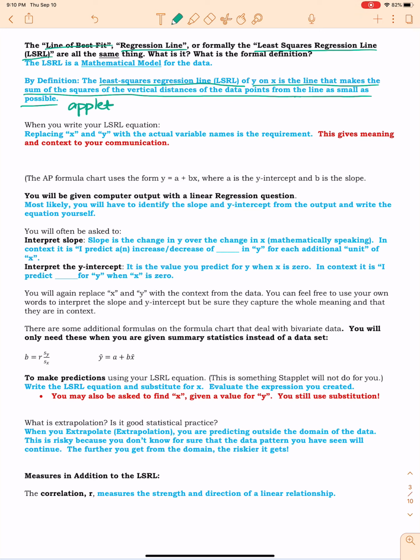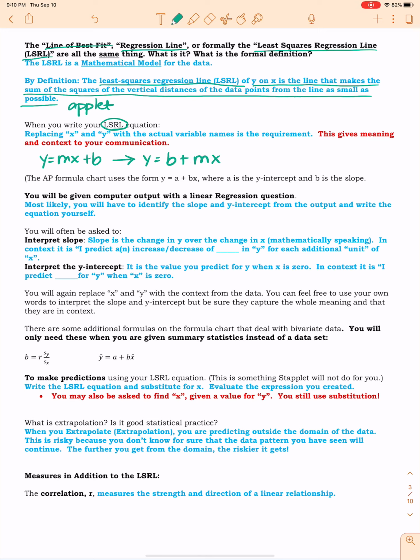But for now, I want you to understand that when you're talking about the LSRL, you're just talking about the equation that x and y create. And we're just talking about a simple y equals mx plus b. That's all we're talking about. All right, so just like you're familiar with in algebra, typically we write it like this in statistics.